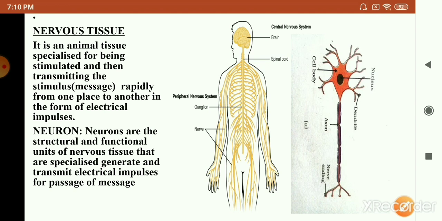You have learned in your lower classes that every cell responds to stimuli, right? It is a feature of a living organism. Response to stimuli is a feature of all living organisms, and this particular tissue is highly specialized to be stimulated. So when it receives a stimulus, it immediately gets stimulated. Then after getting stimulated, it generates an electric current which is called a nerve impulse or electrical impulse, and then this impulse is quickly transmitted. So in the form of this electrical impulse, the message is quickly transmitted to different parts of the body.